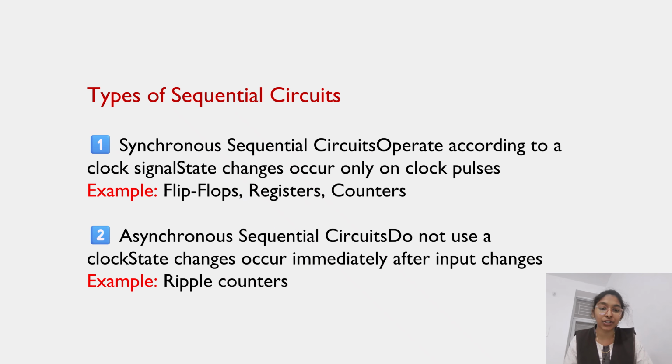Types of sequential circuits. Synchronous sequential circuits operate according to a clock signal. State changes occur only on clock pulses. Examples: flip-flops, registers, counters. Asynchronous sequential circuits do not use a clock; state changes occur immediately after input changes. Example: ripple counters. This is about the types of sequential circuits. We have synchronous and asynchronous circuits.